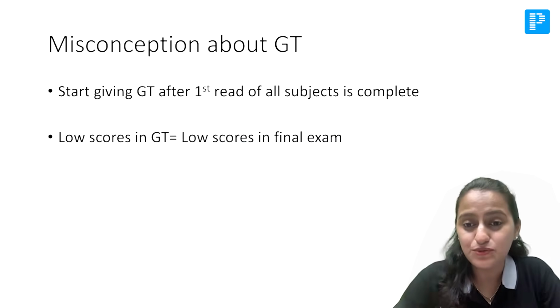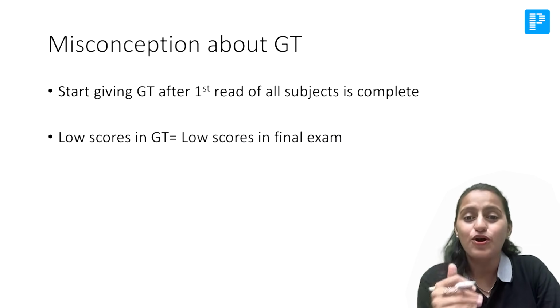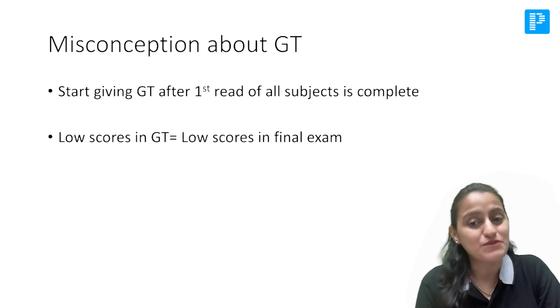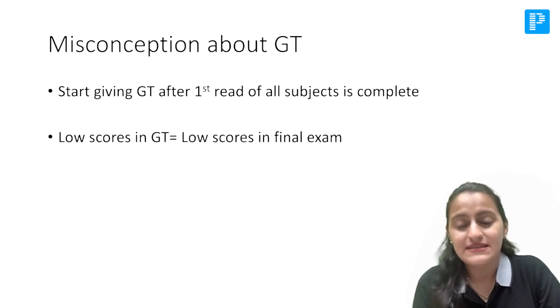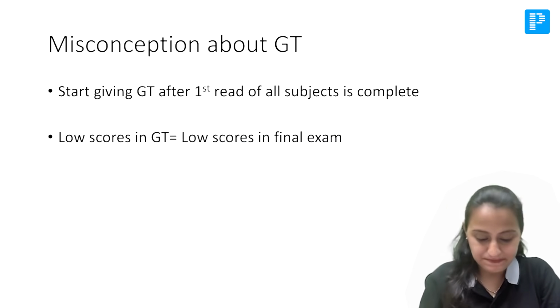So use the GT scores as a graph. Your only target should be that your next GT score is better than the previous GT. That is your only target. Even if you start with as low as 50 correct, it is absolutely fine.